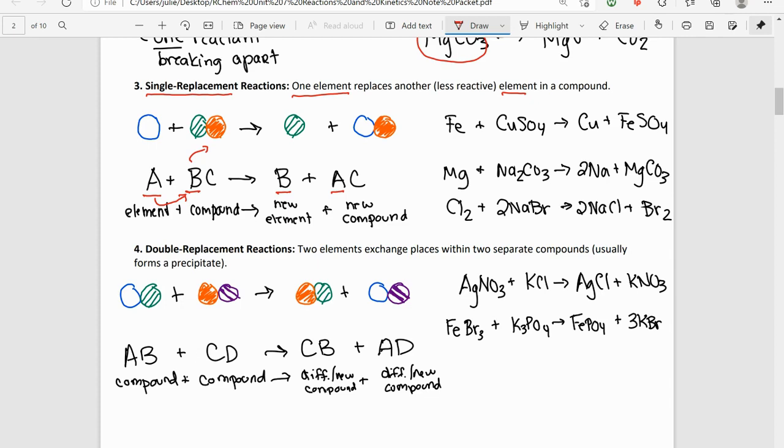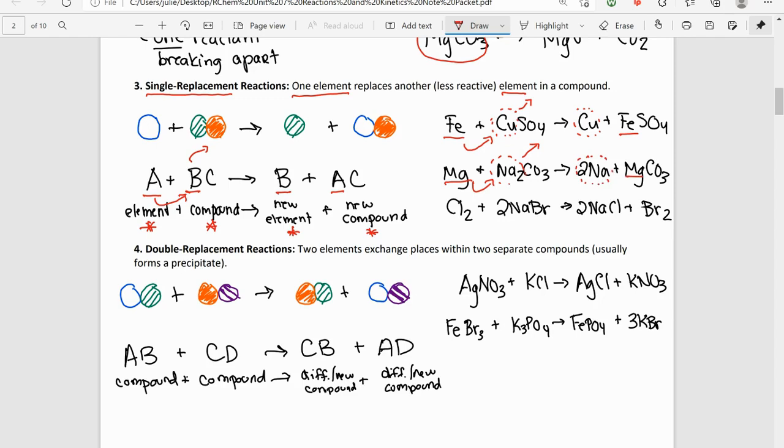In the examples, this first one I have Fe. I'm going to look at my compound where Cu is, and you can see that Fe comes in and kicks out Cu. So now I have Cu by itself and Fe is in the compound. One big thing with this structure is that you always have an element plus a compound making a new element by itself and a new compound. Same thing with these other ones. Here I have Mg. It's going to come in and kick out the sodiums. So now sodium is separate, and Mg is now in the compound.